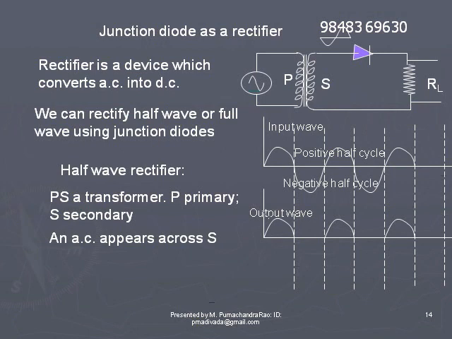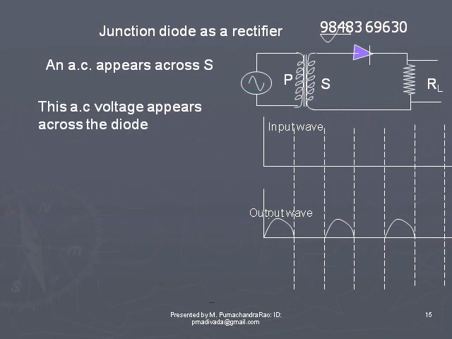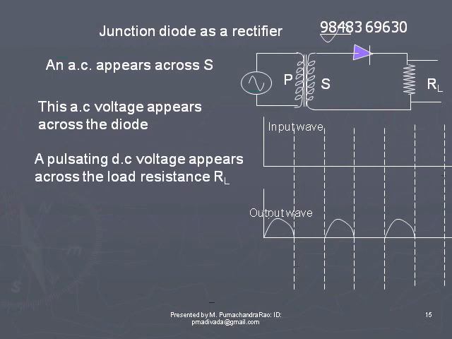Across the load resistance, a DC voltage will appear. An AC voltage is applied across the diode, and it is converted into a DC voltage which appears across the load resistance. Now let us study how the rectification is done.